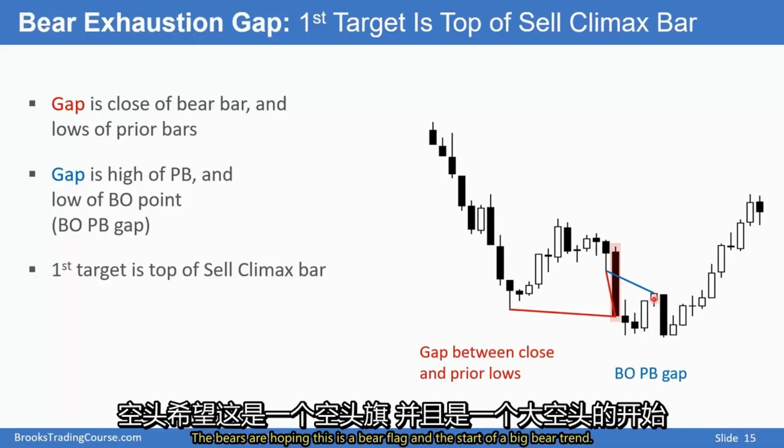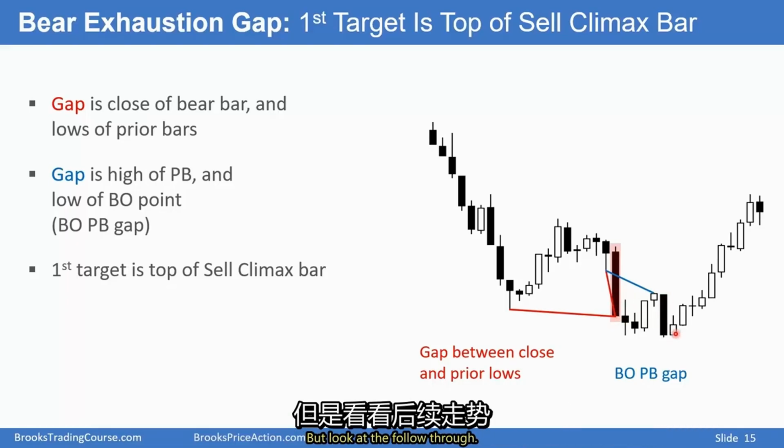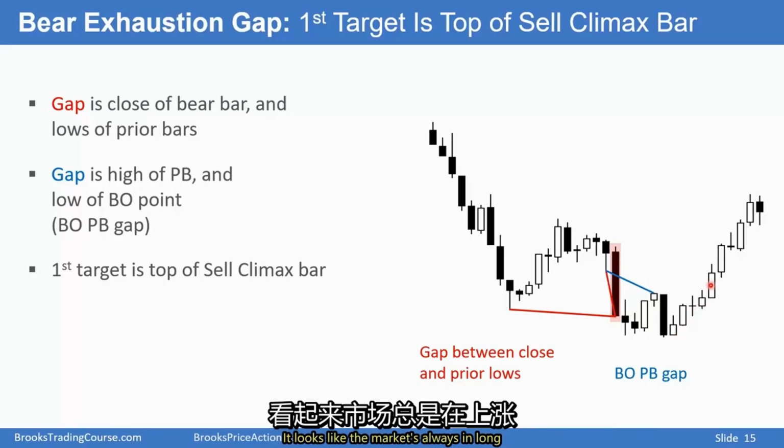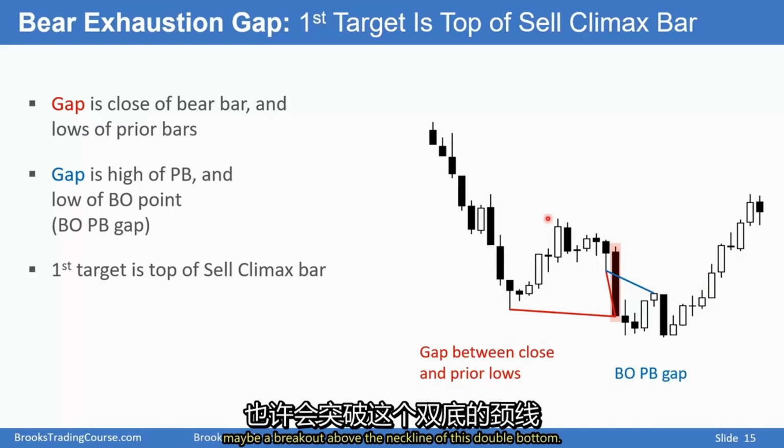The bears were hoping this is a bear flag and the start of a big bear trend. The odds were, after such a big bear bar, we were going to get at least a small second leg down, but look at the follow through. And now we have 4 bars, 5 bars without a bull body. It looks like the market's always in long and we're going up to at least this high, maybe a breakout above the neckline of this double bottom.